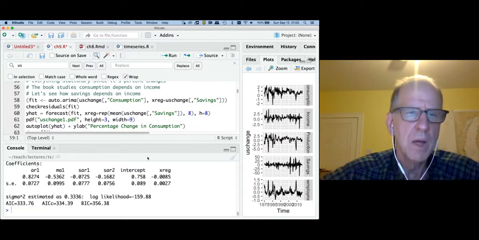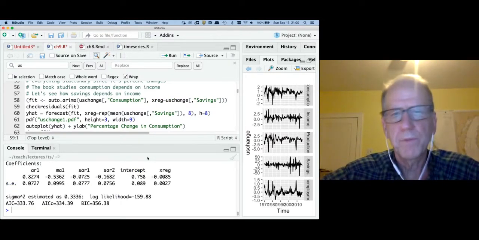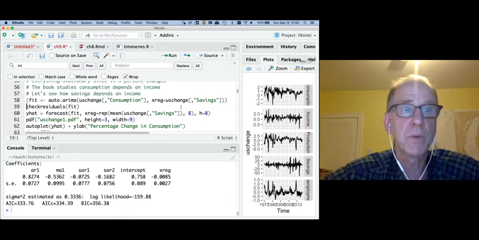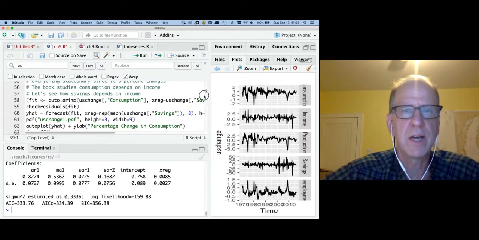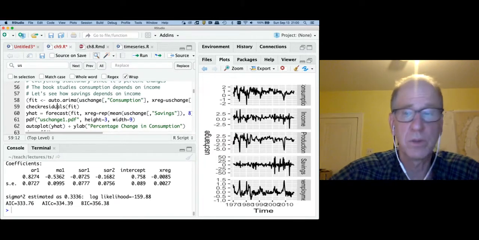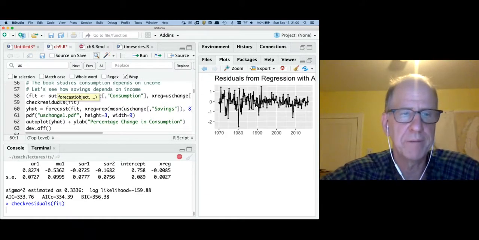Let's go run this. Before we try to interpret this, let's go look at our residuals, because if the residuals are not looking good, we're going to have to make some changes. So let's not waste our time interpreting this until we know that we have a good model.